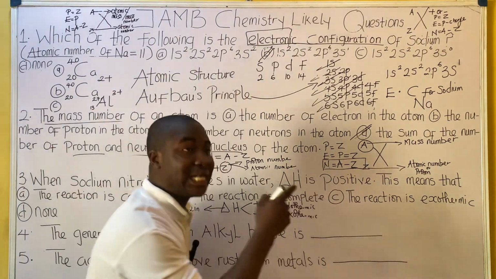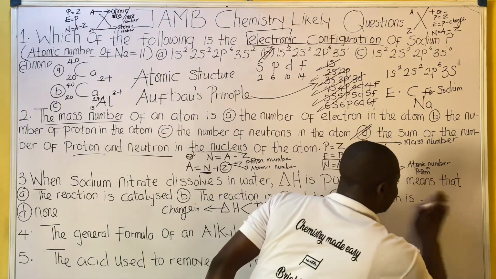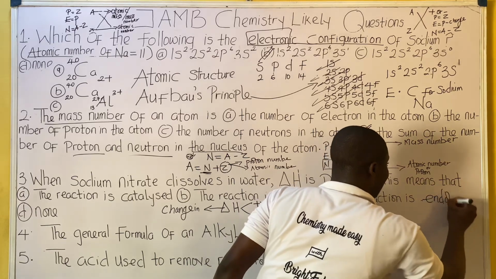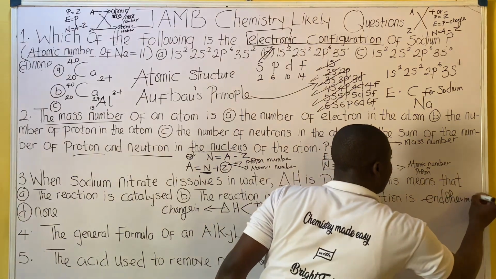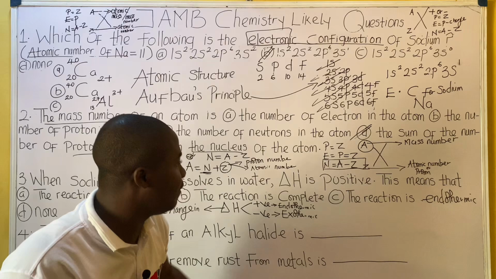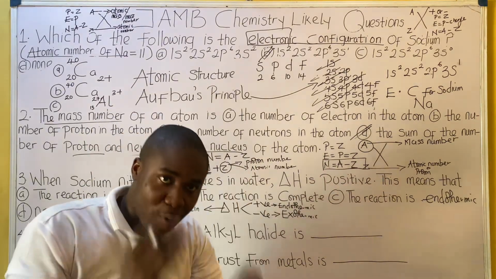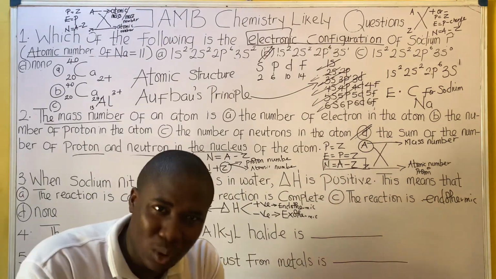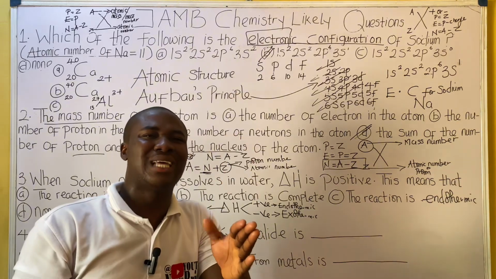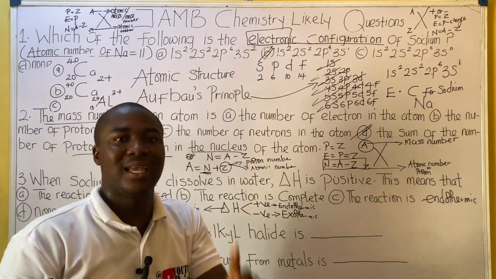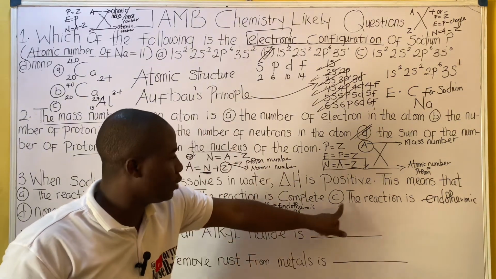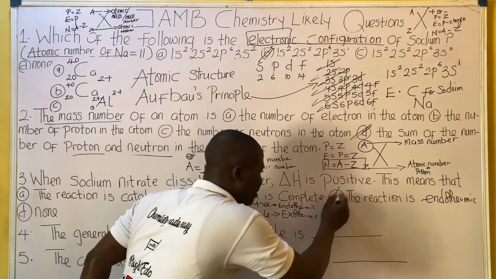Actually, the option that says exothermic should say endothermic. Take note of that, because the delta H in the question was actually positive. If you are positive delta H, you are endothermic. If you are negative delta H, you are what now? Exothermic. Take note of that. So the answer to this question becomes option C.